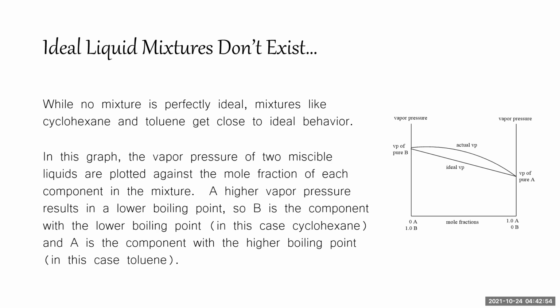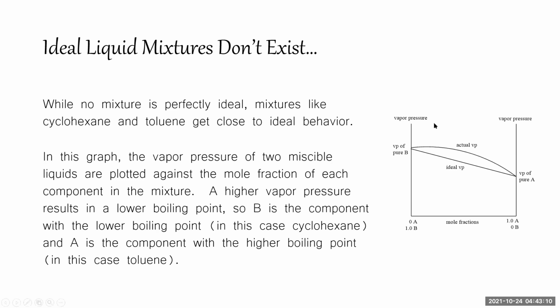So in this graph, the vapor pressures of two miscible liquids are plotted against the mole fraction of each component in the mixture. The higher vapor pressure results in a lower boiling point. So B is the component with the lower boiling point, in this case cyclohexane, and A is the component with the higher boiling point, in our case, toluene.